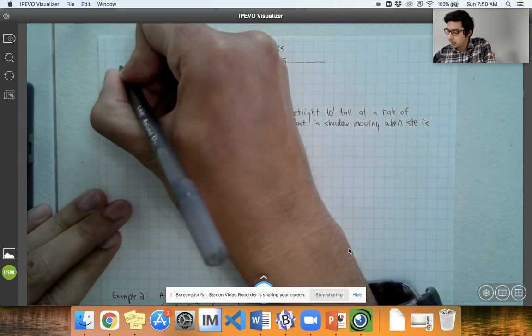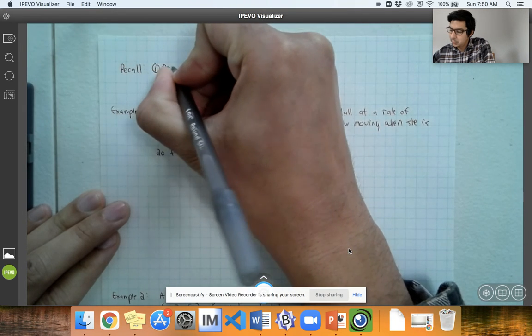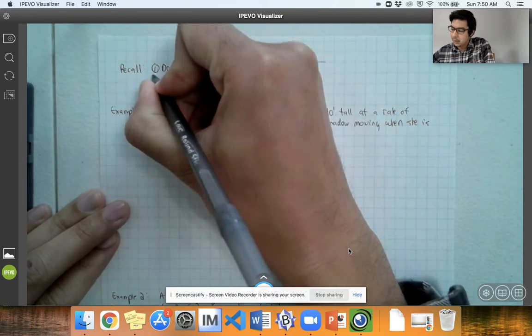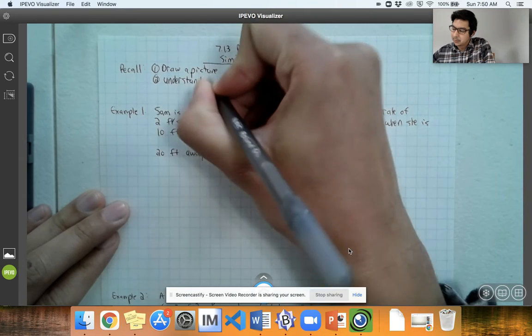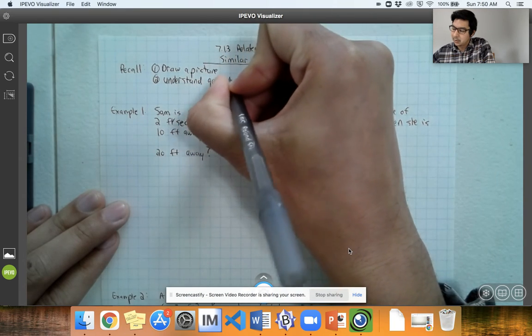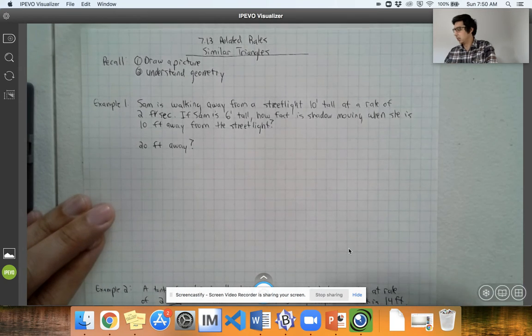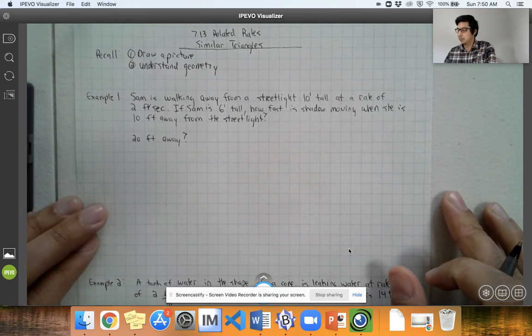And just recall, when going about these problems, you always want to typically draw a picture first and to understand the geometry at play. Okay, and I'm going to add a third hint as we go on, but you'll see that through the examples here. So here are two examples similar to what you'll see in your work to give you a better idea.